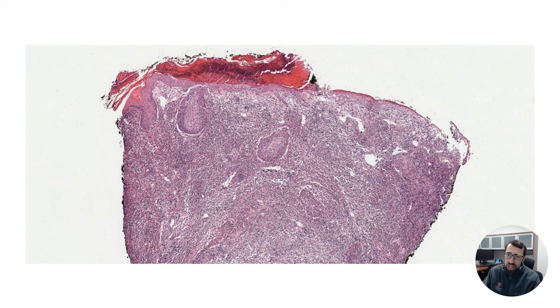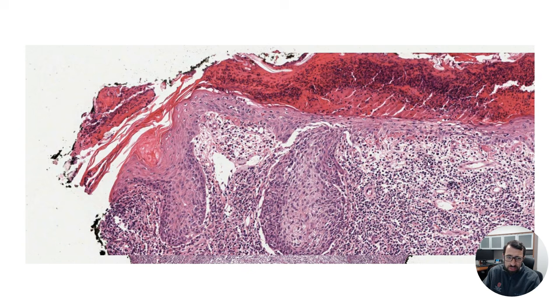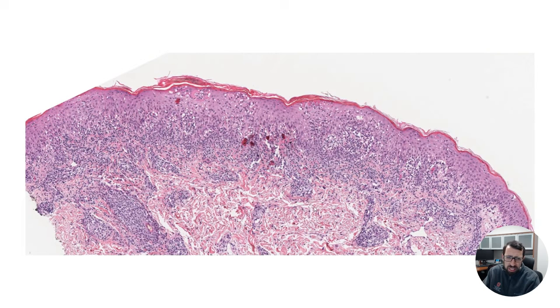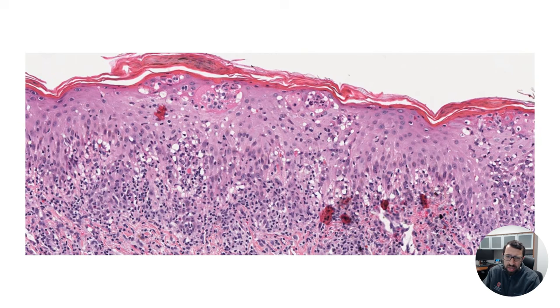Here's another slide. Can't really tell what's happening except there's a ton of lymphocytic infiltration. Then if your eyes glance up to the epidermis, you can see that there's tons of epidermotropism of atypical lymphocytes. So this is actually mycosis fungoides. Let's just zoom in. A lot happening in this slide.